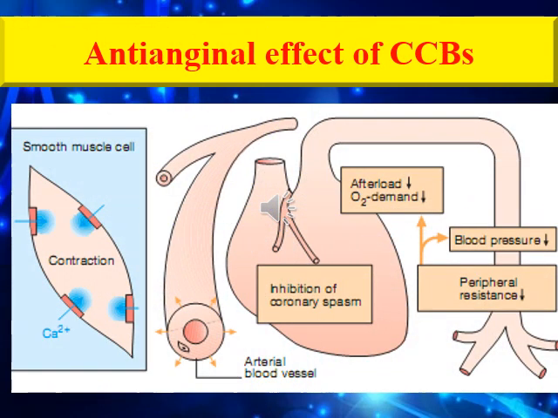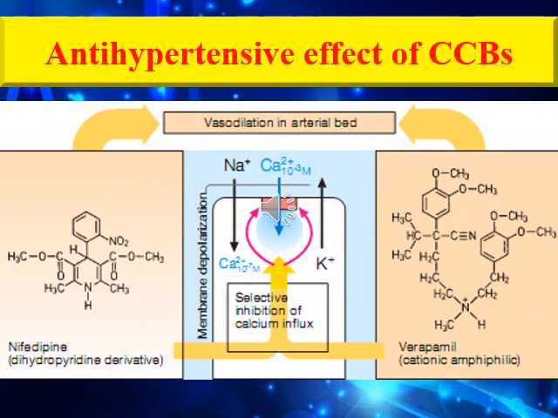Anti-anginal effect of calcium channel blockers is related to inhibition of coronary spasm, decreasing of peripheral resistance, decreasing of afterload, and decreasing of oxygen demand. Antihypertensive effect of calcium channel blockers is caused by inhibition of calcium influx and thus vasodilation in the arterial bed.